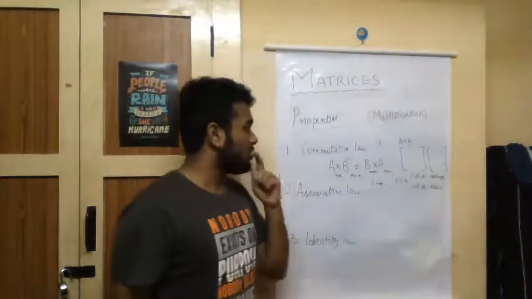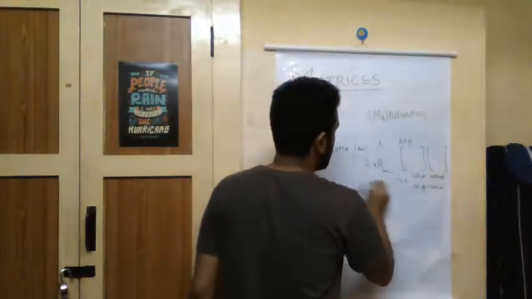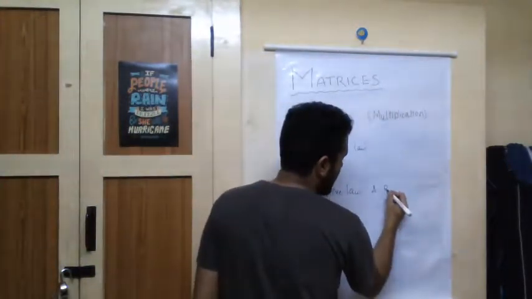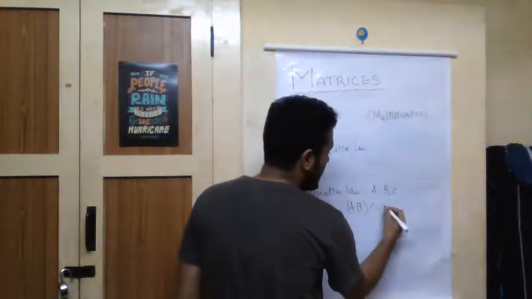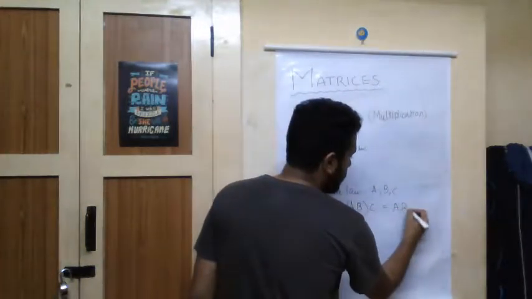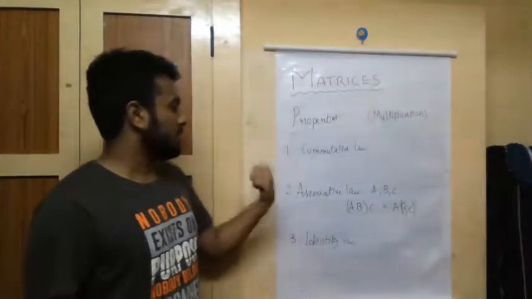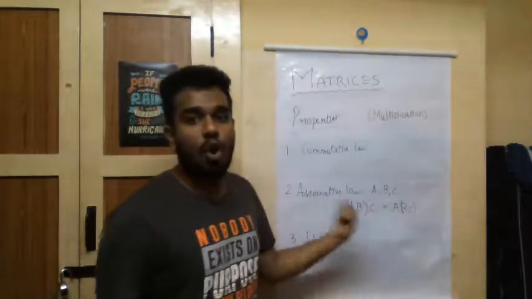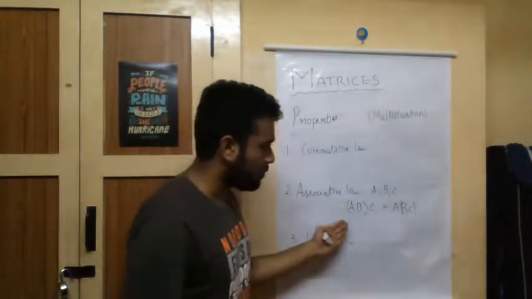Now the associative law. Just like the commutative law, when we have three matrices, let's say A, B, and C, the law states that A into B into C equals A into B into C. Well, this actually satisfies the associative law, because we're not changing the order here. We're not reversing anything. All of them are staying intact. We're multiplying one after the other.